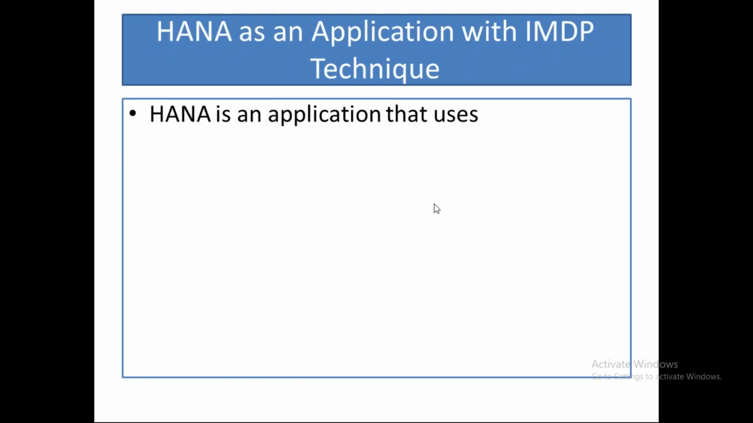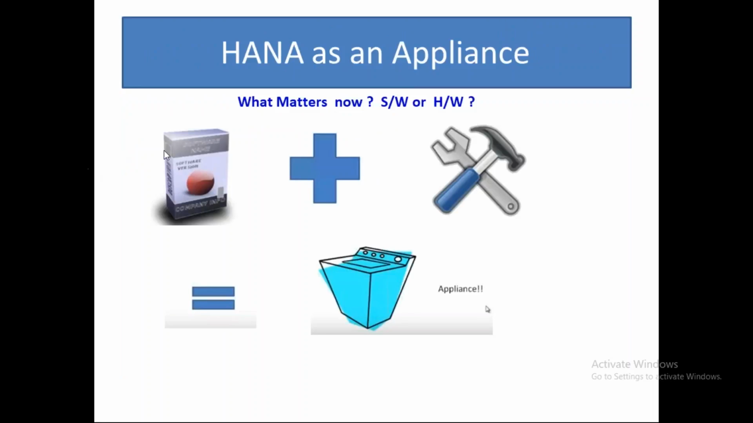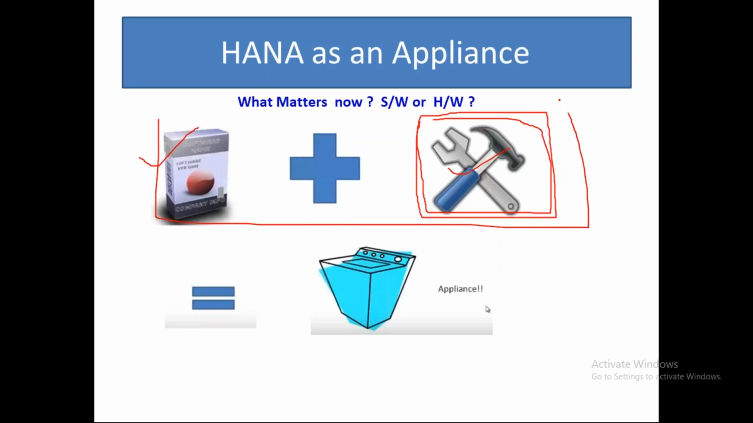Yes, HANA is an application. So when you say what matters, your software matters and hardware also matters, because whatever the points we discussed till now, they're talking about hardware only. So the hardware and software combination, we call it as appliance. Now we are through with one statement: HANA is an appliance, which is a combination of hardware and software.